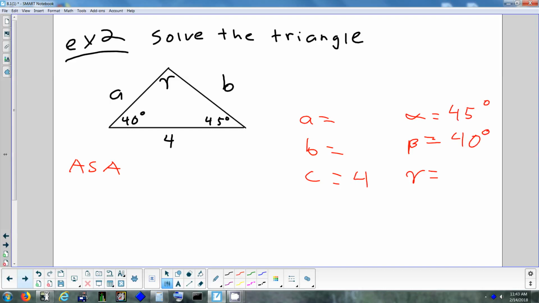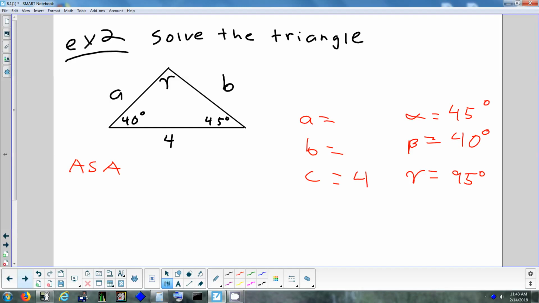Yes. So I have to find gamma first. Okay? You can't do A or B until you get gamma. So what's gamma going to be? 95. Now it's very, very important we get gamma right. If we get gamma wrong, we're going to get everything wrong this time. You're going to use gamma to find A. You're going to use gamma to find B. So don't get gamma wrong. Just add these up very carefully and subtract from 180. Okay. Any question on how we got gamma?